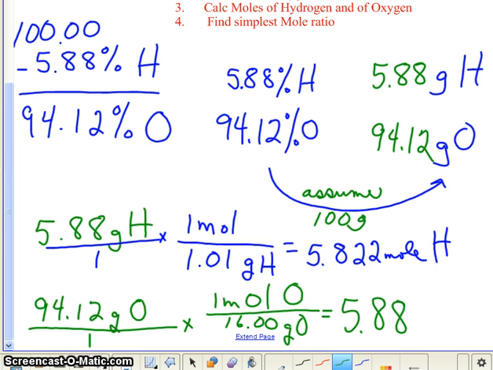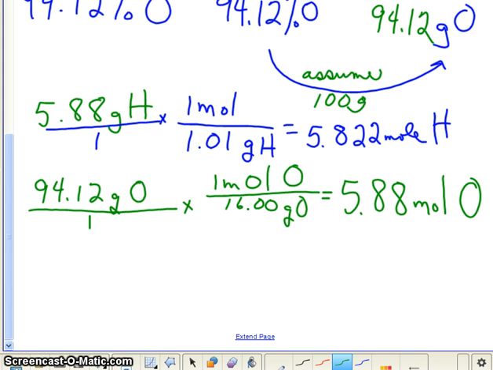5.8, boy, these numbers look familiar, huh? Moles of oxygen. Aren't those essentially the same value? Aren't they essentially the same number? Yes, they are. But let me show you something. Bear with me for a moment. What if I wrote the formula of this compound this way? H 5.822 O 5.88. Wouldn't that be a terrible formula to keep track of? Of course it is, because the ratios aren't simplified.